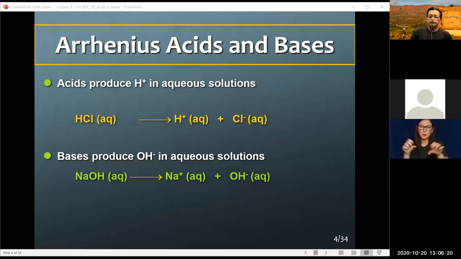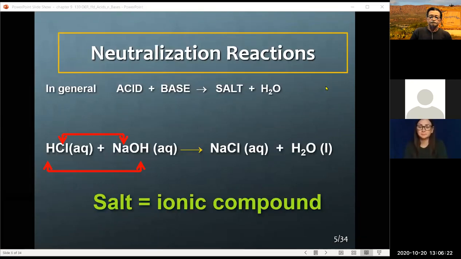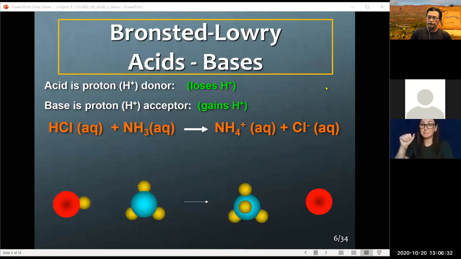Now, we entered the neutralization reaction, which is simply a reaction of an acid and a base. We talked about that. Now let's talk about the Brønsted-Lowry definition.